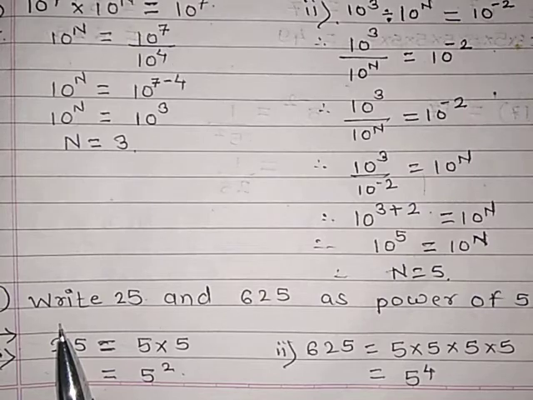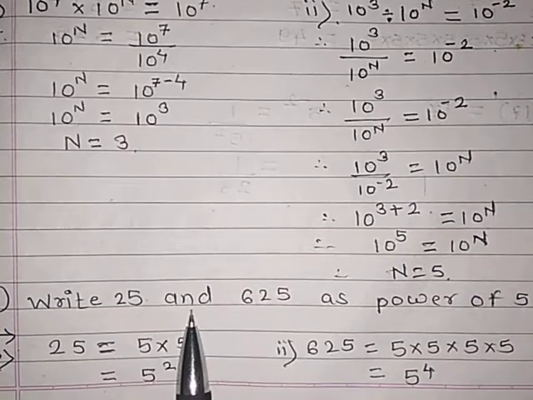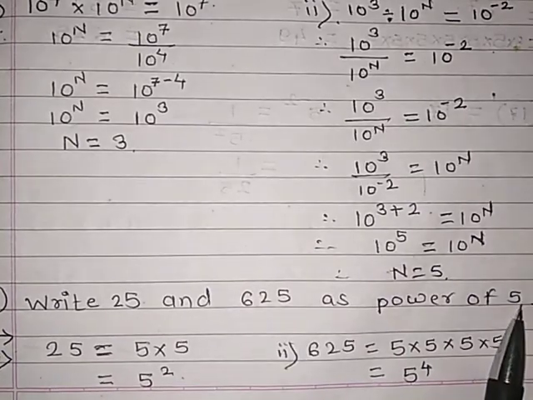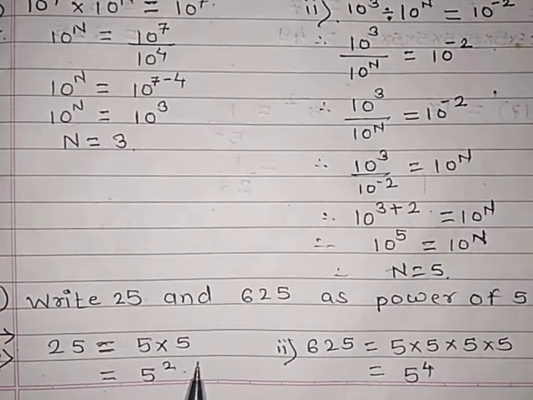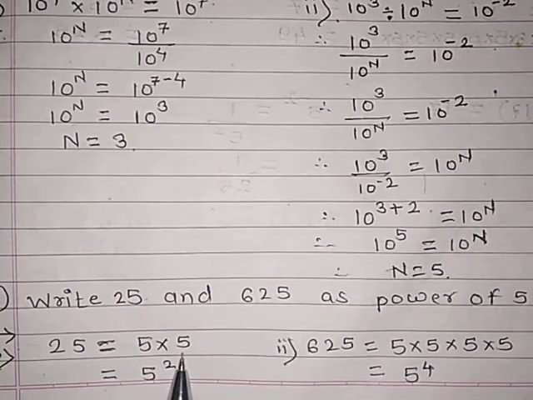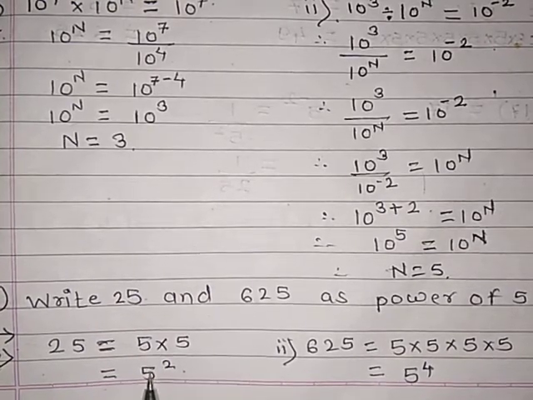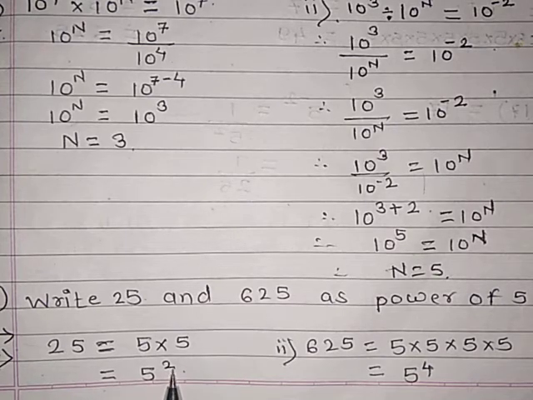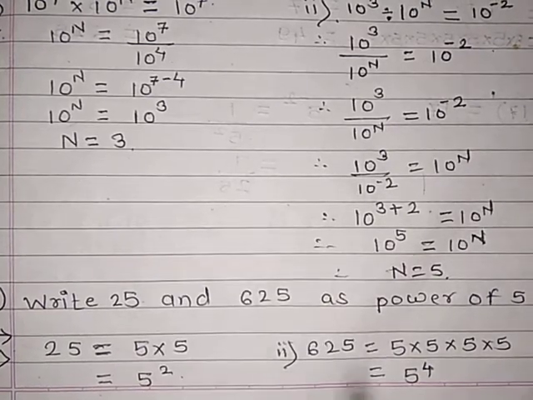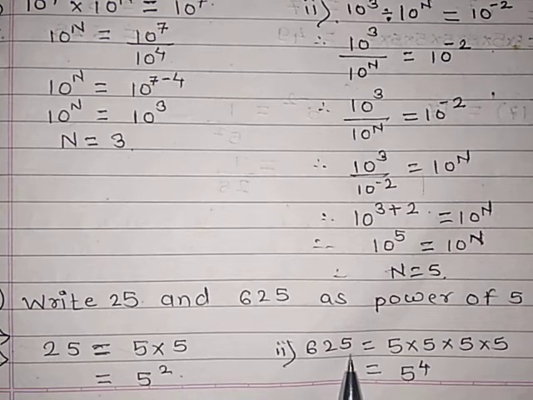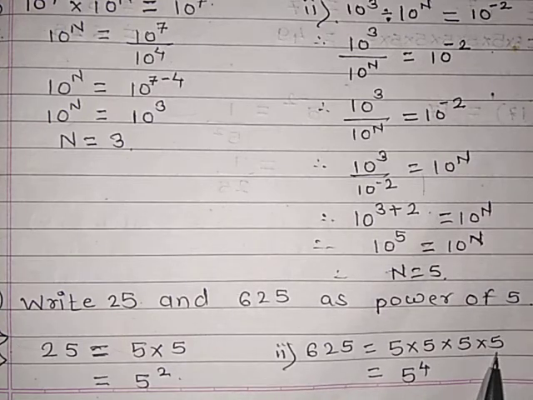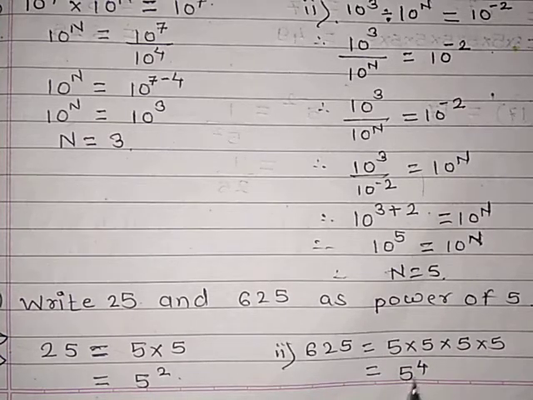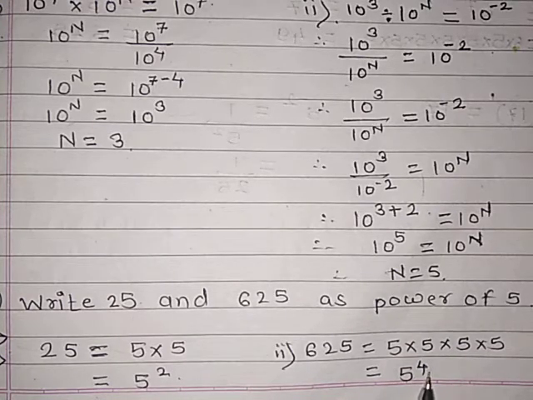Now next concept, write 25 and 625 as a power of 5. How can we write 25? 25 equals 5 into 5, right? So how many times is 5 there? 2 times. So we can write this as 5 square. Next one, 625. How can we write 625? It will be 5 into 5 into 5 into 5, 4 times, right? So 5 is there 4 times. So it will be 5 raised to 4 in index form. Okay.